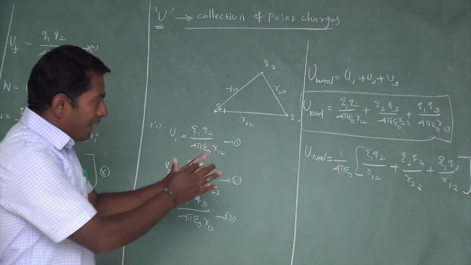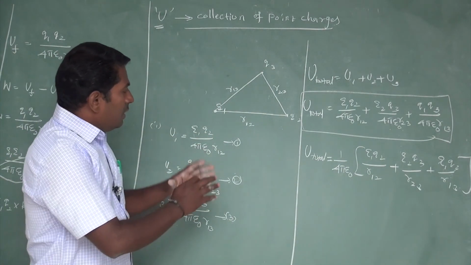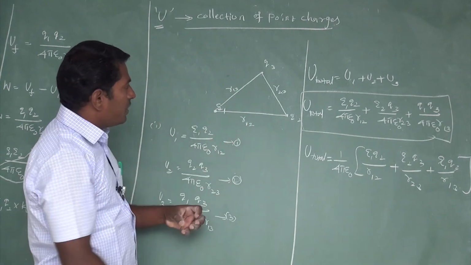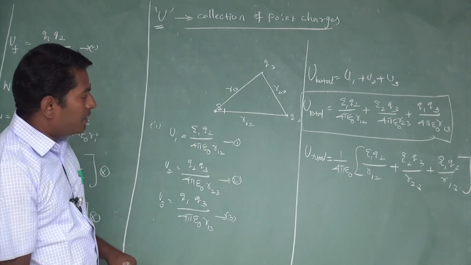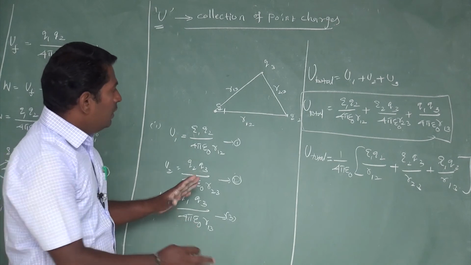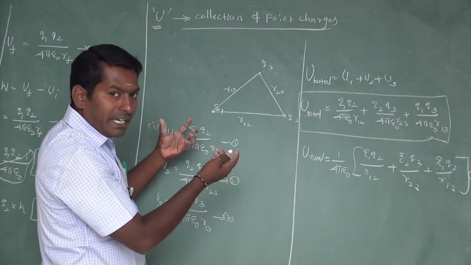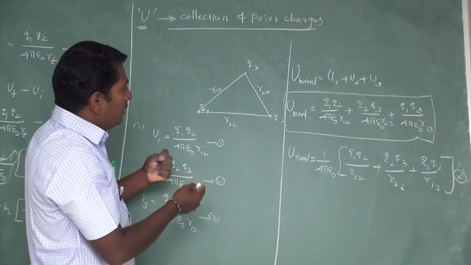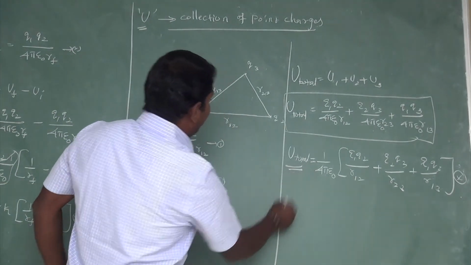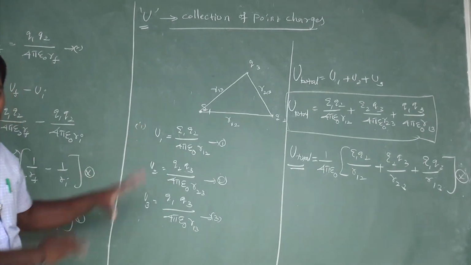So this final expression represents the total electrostatic potential energy of a collection of point charges. It's very simple. Three point charges are assembled in a configuration. Work has to be done by the external agency. That work done is stored as the electrostatic potential energy of the collection of three point charges.